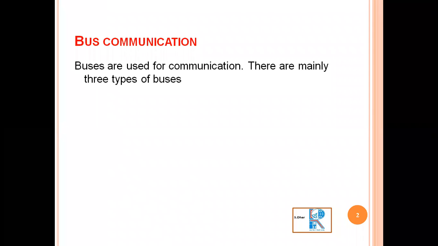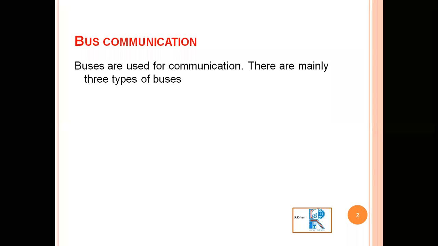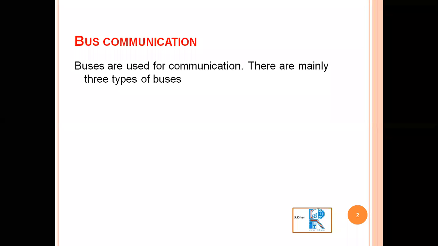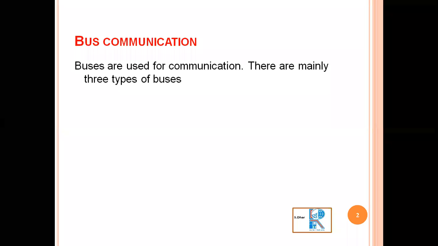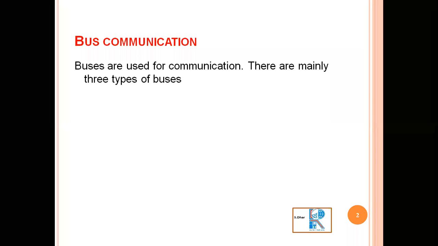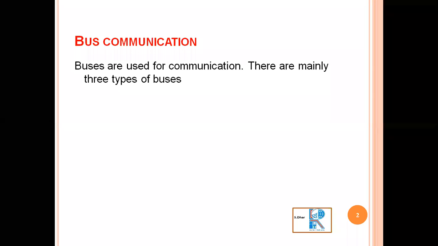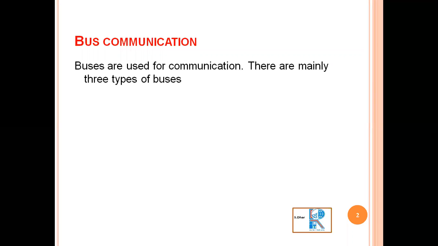Number one is programmed I/O. Number two is interrupt driven I/O, and number three is DMA, or direct memory access. This is the process of communication between the two devices. But you must remember that when two devices want to communicate, the communication is done through the bus. So buses are actually used for communication between the two devices in a system or in a computer.